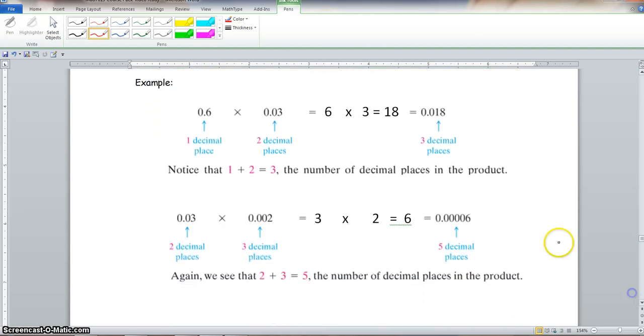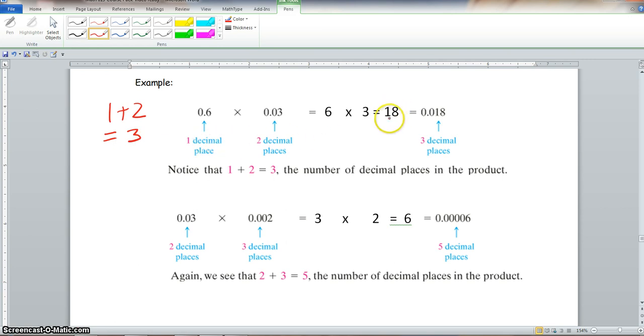Now, with our first example, we have 0.6 times 0.03. We drop the decimals and write these as whole numbers. So 0.6 will become 6, 0.03 will become 3. So 6 times 3 is 18. Now we go back to the original numbers. We had one digit behind the decimal place here, and we had two digits behind the decimal place here. So we would add those together. So we have 1 plus 2, which gives us 3. So that means we must have 3 digits behind the decimal place.